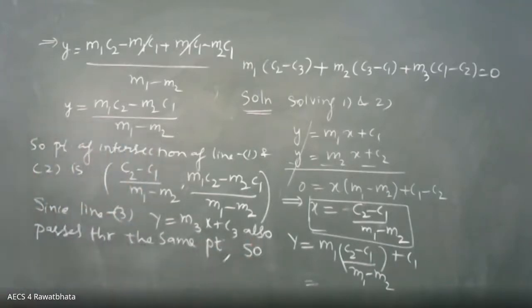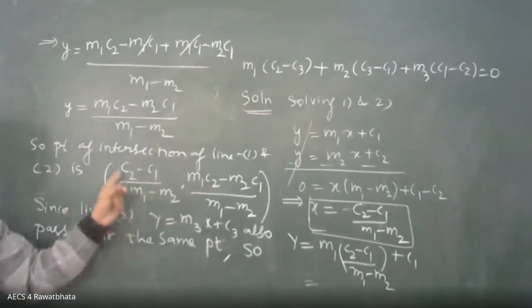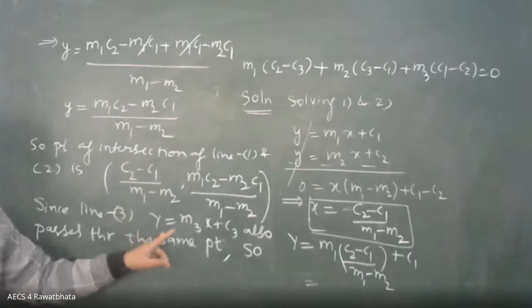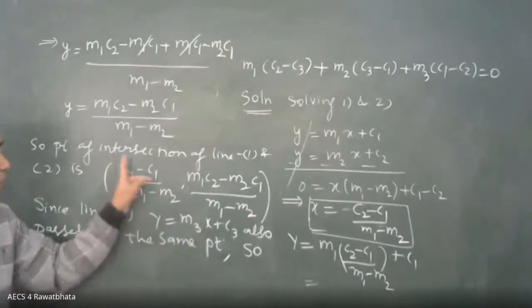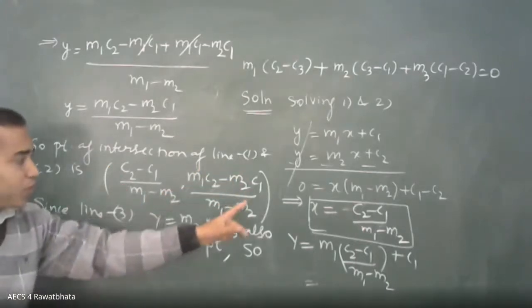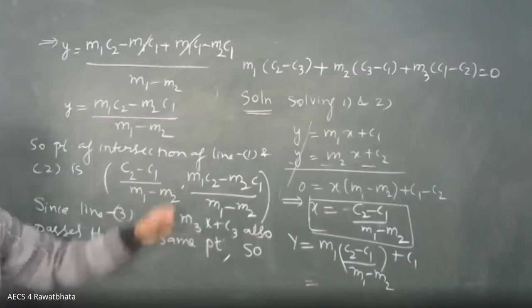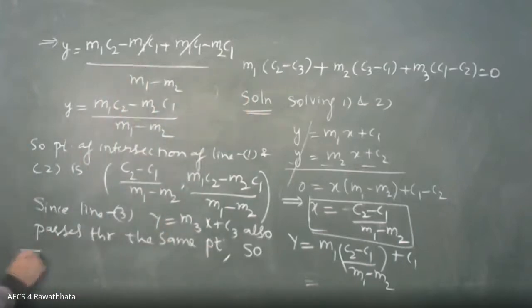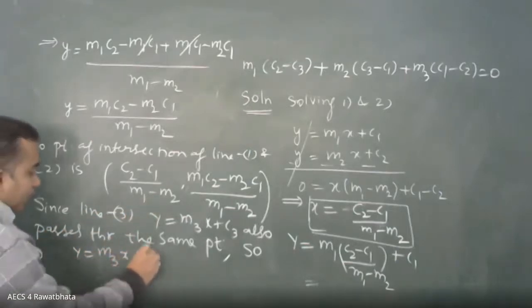So what will happen? This point, these coordinates will satisfy this equation. So in place of x, I'm going to put this x coordinate, and in place of y, I'm going to put this y coordinate, and we will arrange it. I hope this equation should come. So let us put the values of x and y. In place of y, this is the equation, y equal to m3x plus c3.